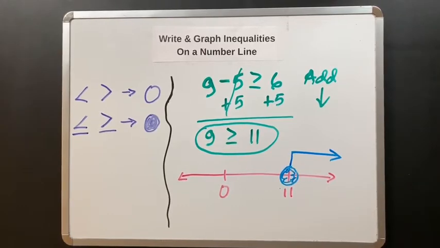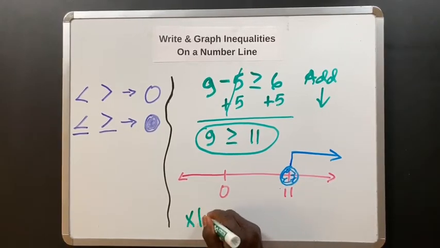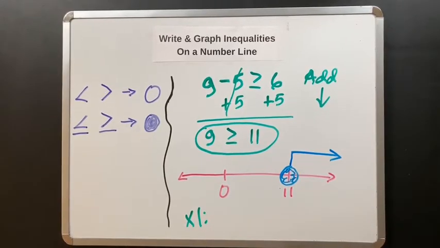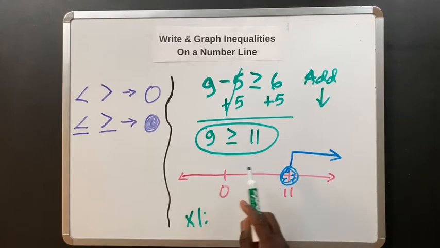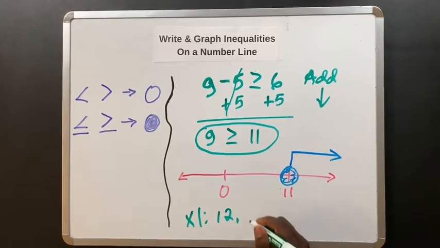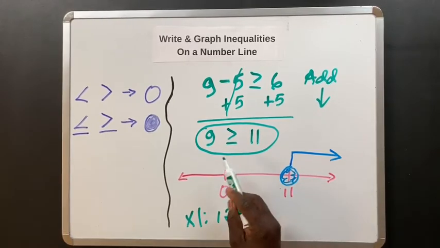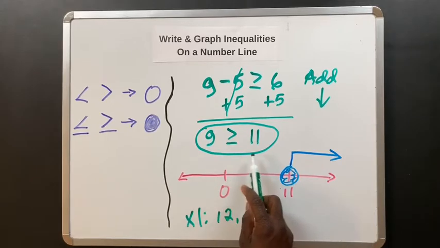Now, in terms of thinking of a solution set, so we graphed that inequality. Now let's think of the solution set. So all values of x, what would be a solution? Well, what value is greater than 11? Could be 12. Could it be 11? Yes, it could be 11 because it says greater than 11 or equal to 11.